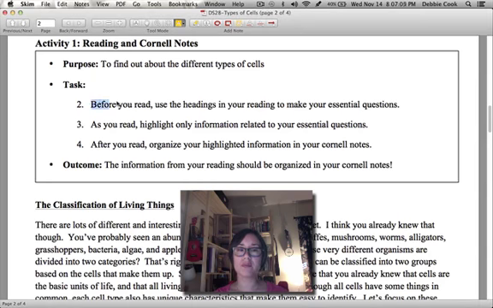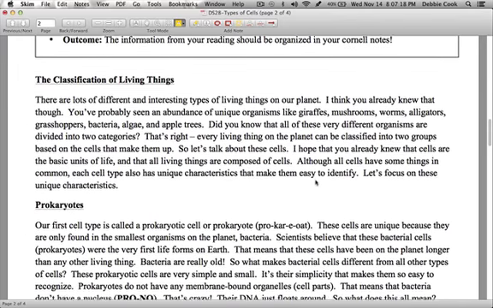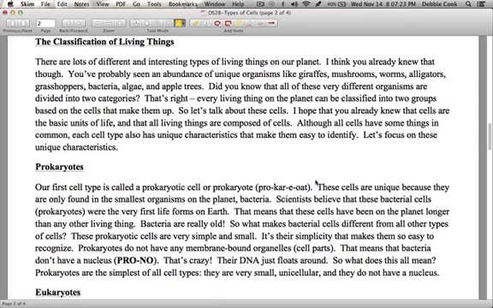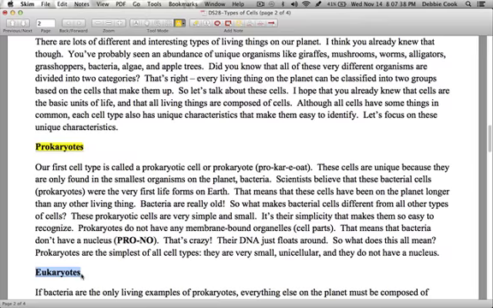Before you read, we want you to use the headings in the reading to make your essential questions. So let's quickly take a look at our reading. According to what we see on the screen, we have 3 different topics or 3 different headings for 3 different paragraphs in our reading. Let's go ahead and highlight those 3 headings. The first one says, the classification of living things. The second heading is prokaryotes. And then last but not least, our last heading is the word eukaryotes.